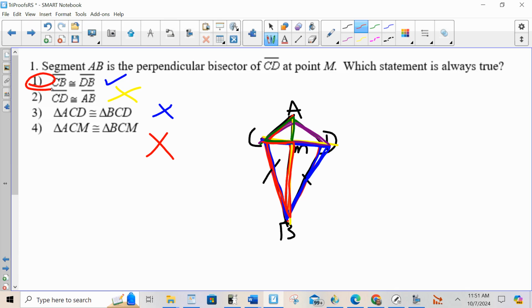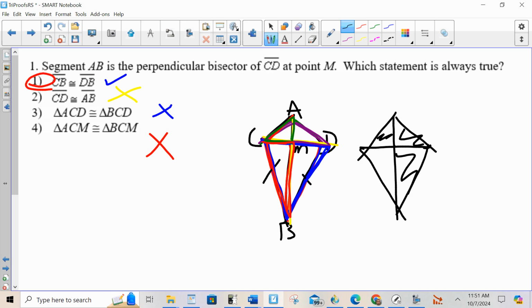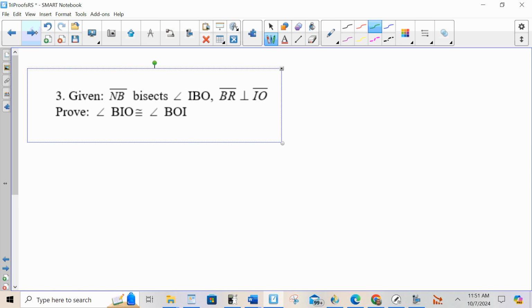Again, when you see perpendicular bisector, there's your side that's being bisected. There's the bisector. The two top triangles are congruent. The two bottom triangles are congruent. The top triangle is isosceles, the bottom triangle is isosceles, and all the corresponding parts of the congruent triangles must be congruent. So you'll see one of those.